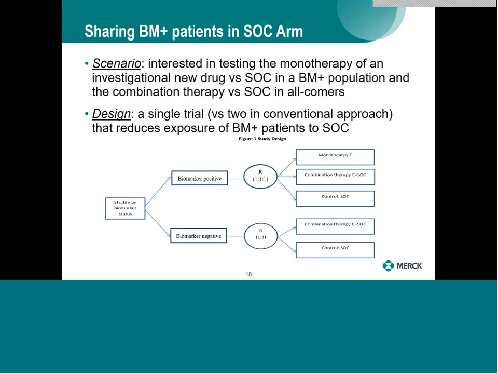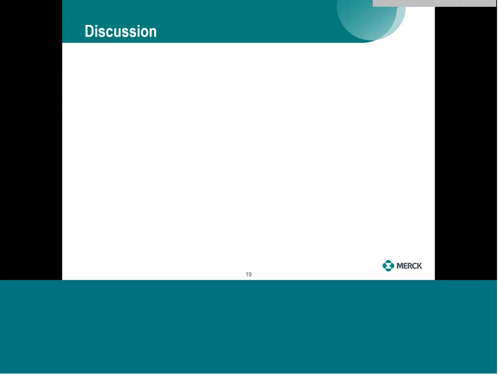Basically, you give these patients in the biomarker positive population 2/3 of the weight, but the patients in the biomarker negative population have the full weight. And this way you can combine the data between these two strata and have a fair comparison between the combo versus standard care in the all-comer population. And this work is being prepared in a manuscript as we speak.